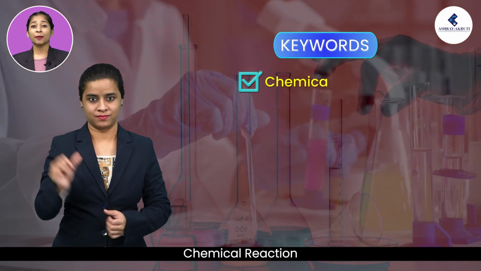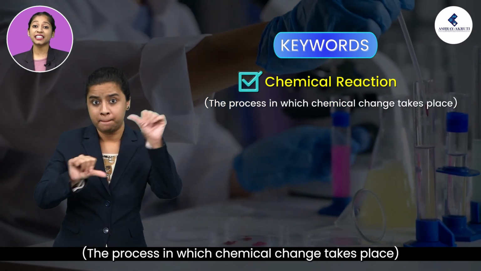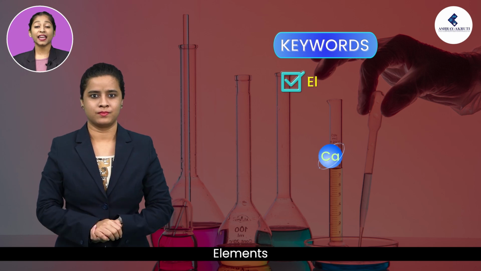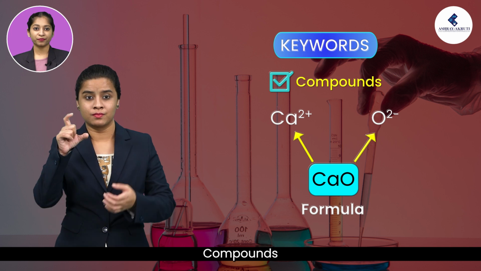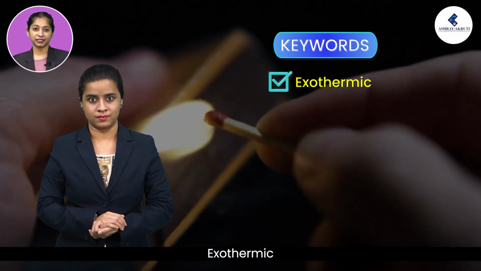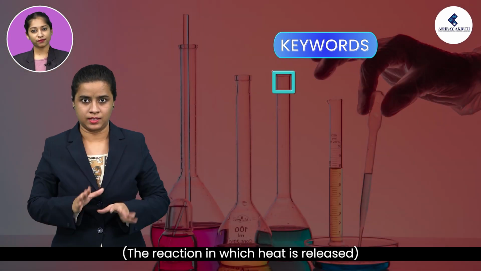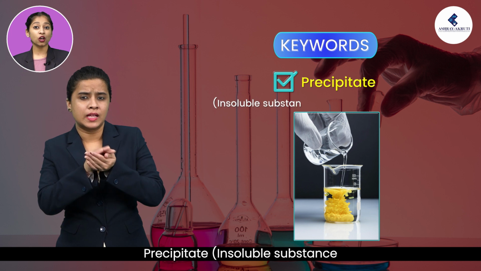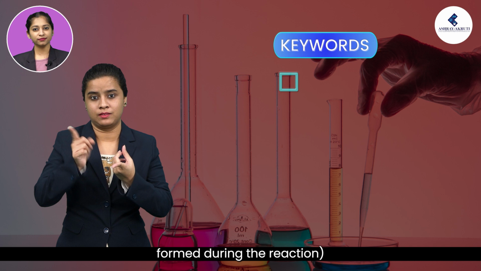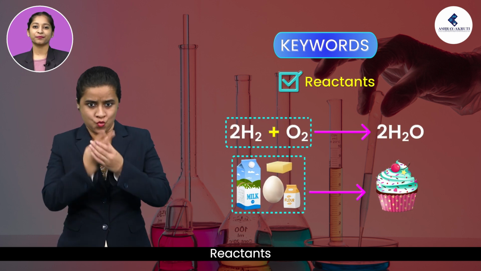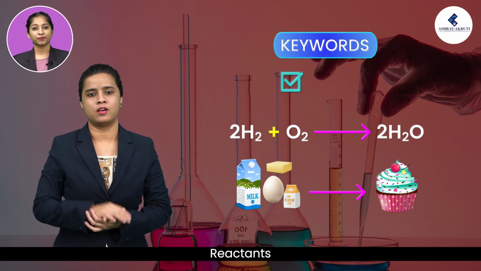Keywords: chemical reaction, the process in which chemical change takes place. Elements, compounds. Exothermic, the reaction in which heat is released. Precipitate, insoluble substance formed during the reaction. Reactants, products.